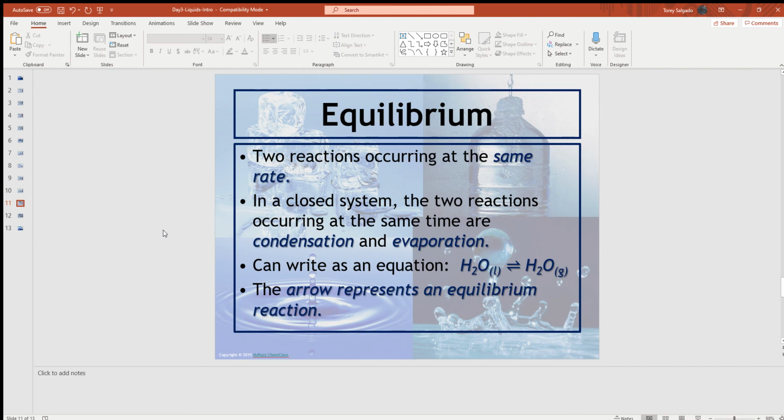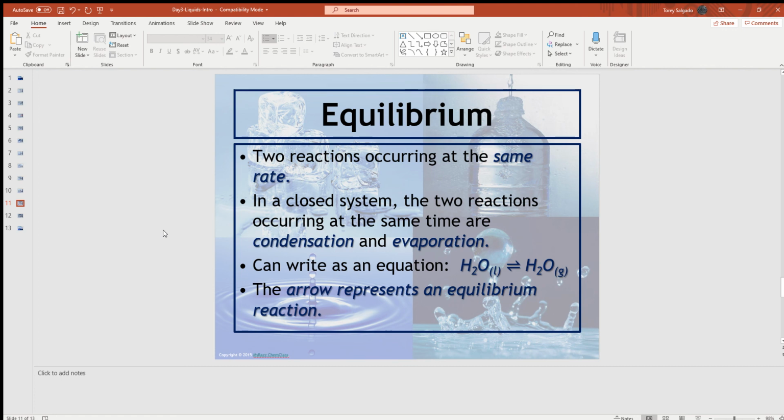So we're going to take a look at this, but there is equilibrium. If you have a closed container, there's equilibrium between the liquid and the gas inside of the container. So two reactions occurring at the same rate. In this closed system where you have a lid on the container, the two reactions occurring at the same time are condensation, which is gas turning back into a liquid, and evaporation, liquid turning into a gas.